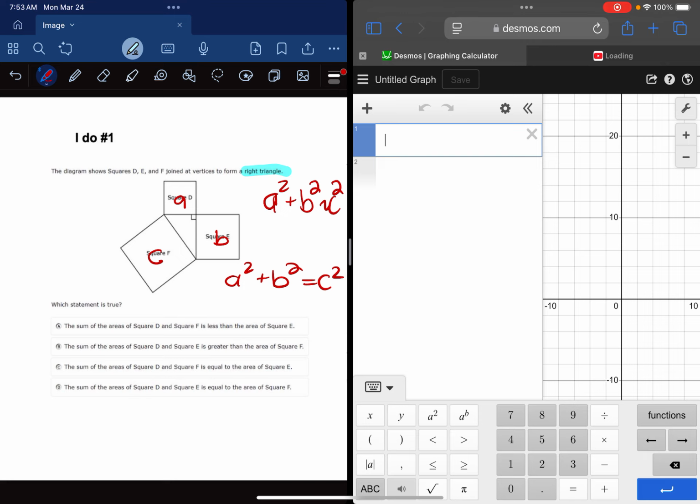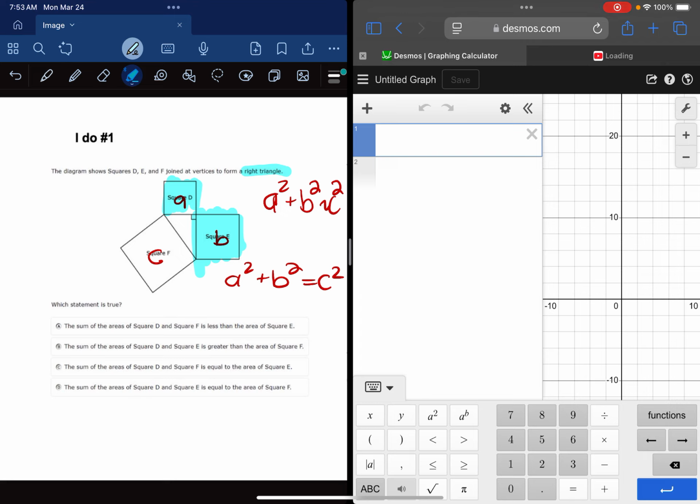Okay, so here it says the sum of the areas of D and F. So the sum of the big one and the smallest one will equal the area of E. That is not correct. Remember, we want the two smaller squares to add up to equal the area of the larger square. Meaning we want square D and square E, A and B, to add up to C squared.